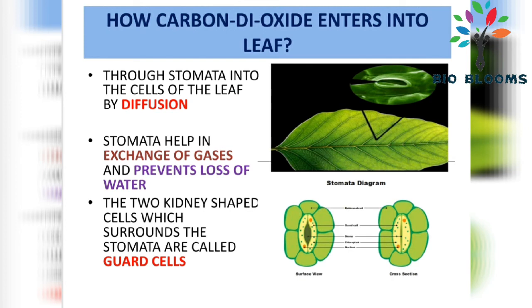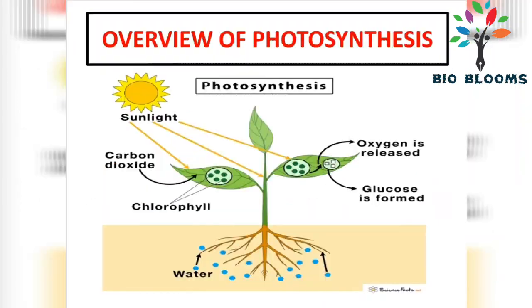Now you see how the stomata is represented in the picture. So stomata is present on the leaves, and this stomata is helpful for exchange of gases, and also it prevents loss of water. And two kidney shaped cells, if you see in this, these are called the guard cells of the stomata. It helps in the closing and opening of the stoma. So this is very useful, and through these only carbon dioxide enters.